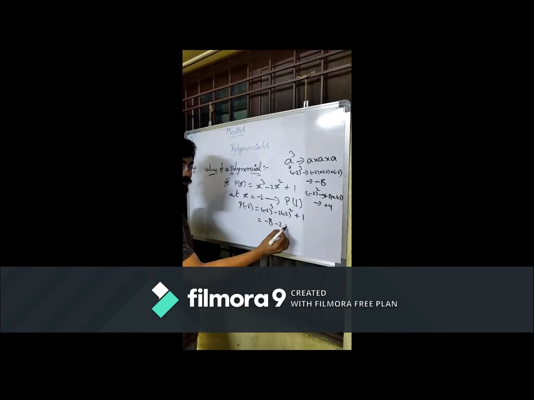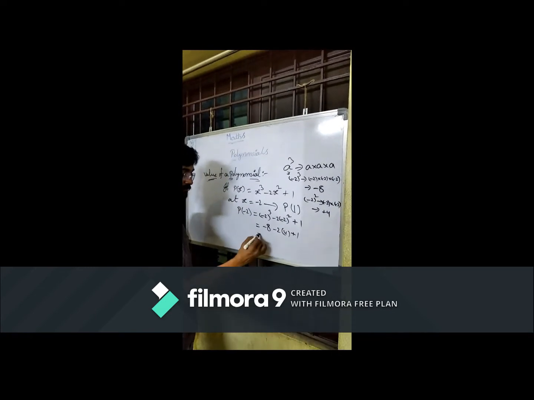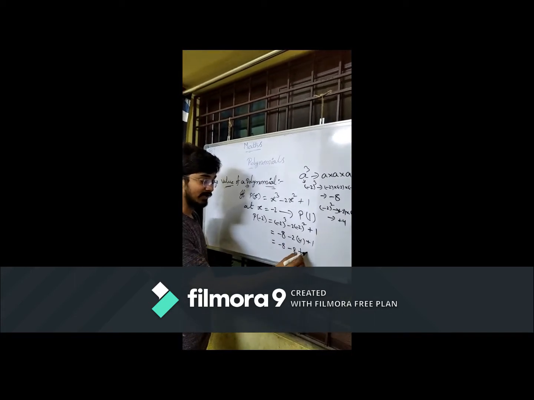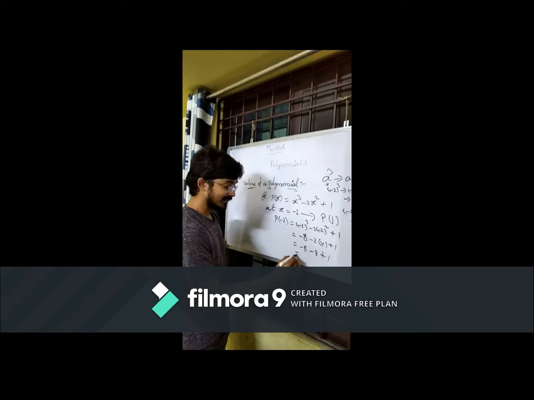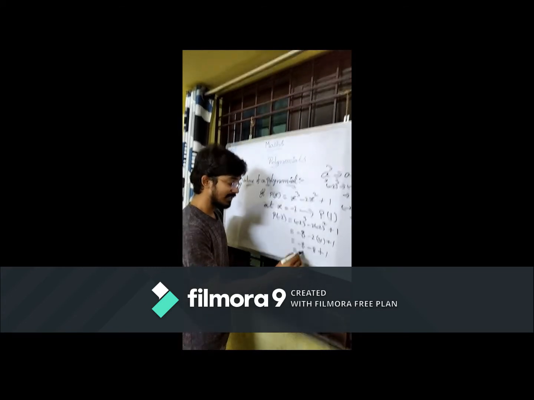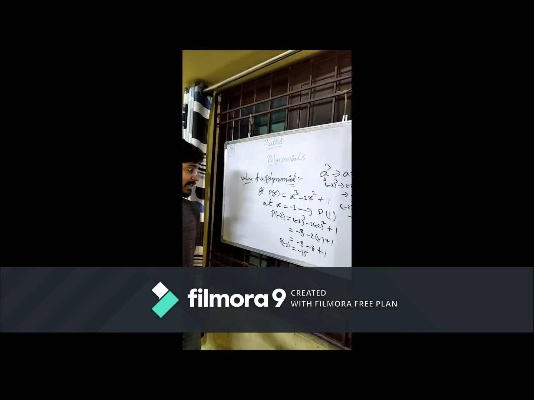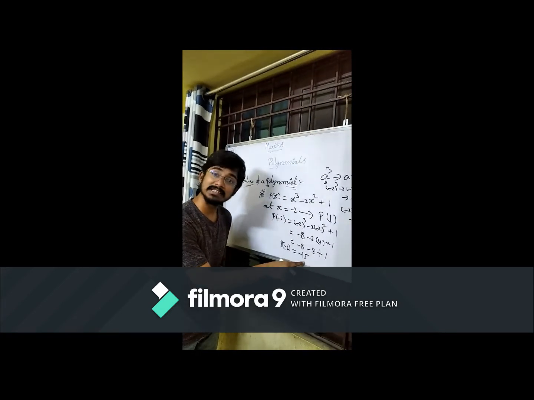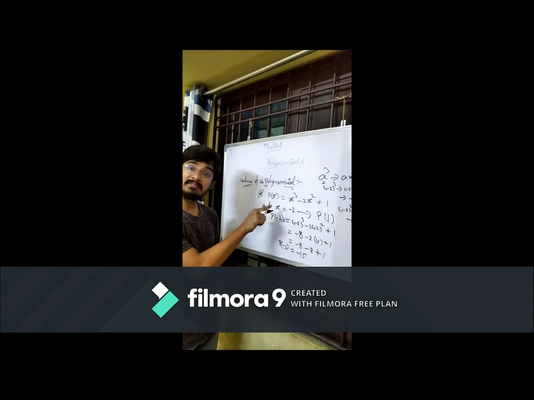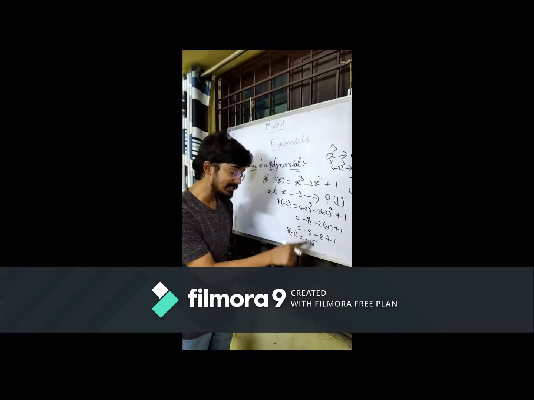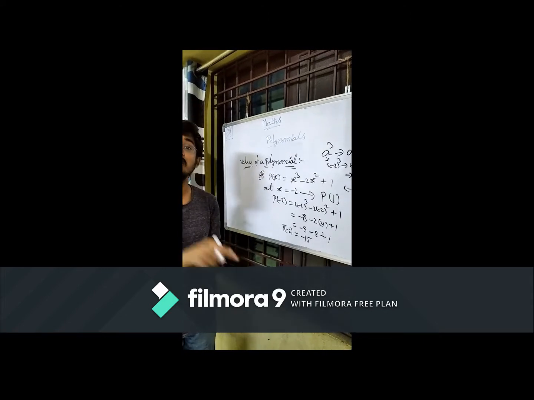So therefore -2 into 4 plus 1 equals -8 into... -2 into 4 is -8, plus 1. Minus 8 minus 8 is minus 16. Minus 16 plus 1 is minus 15. So therefore the value of polynomial p(x) at x = -2 is -15. This one is the value of a polynomial.